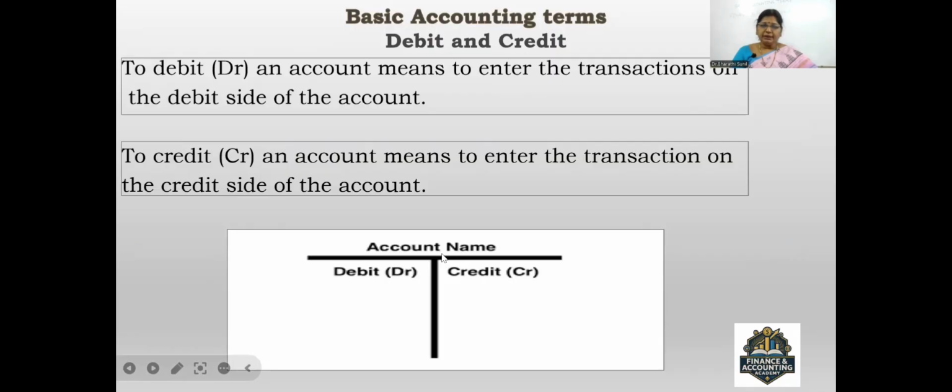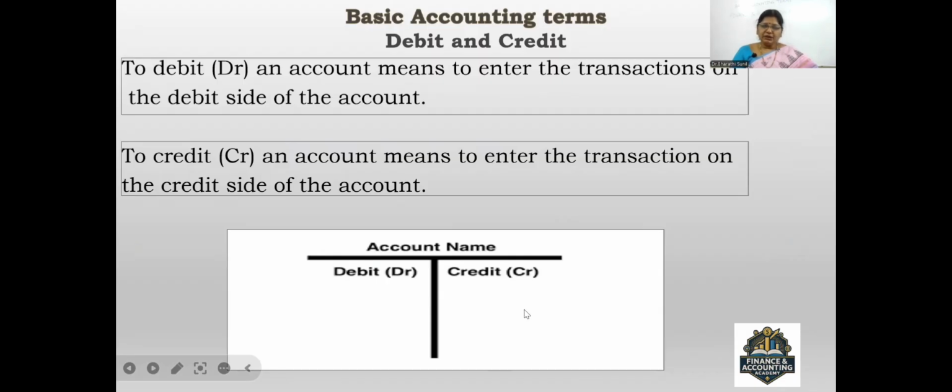Okay, prepare an account in T form, right? So when you prepare an account in T form, when we are drawing this account, this side is called debit. Our left hand side is called debit and our right hand side is called credit. DR is how you write debit. To debit an account means to enter the transactions on the debit side of the account. Here we will enter all the transactions on the debit side. When we have to credit, we enter all the transactions on the credit side.